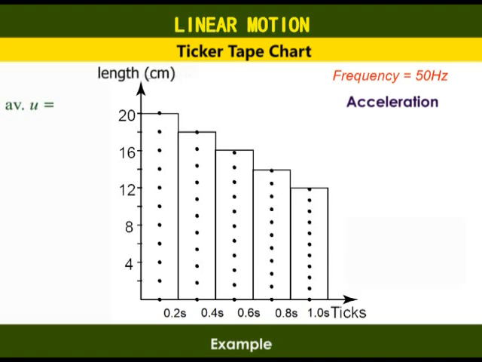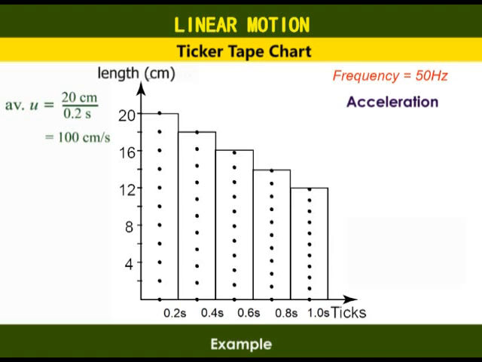Average velocity is given as displacement over time. The displacement here will be the length of the strip, which is 20 centimeters. Time taken is 10 ticks times 0.02 seconds, giving us 0.2 seconds. So the average velocity will be 20 centimeters over 0.2 seconds, giving us 100 centimeters per second.